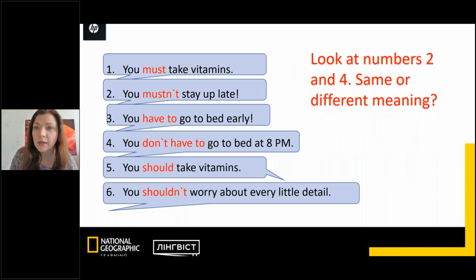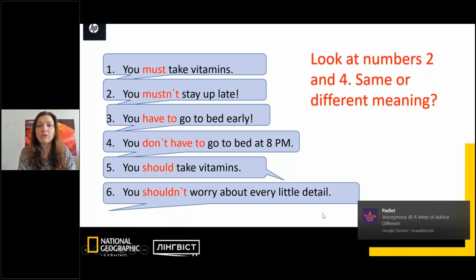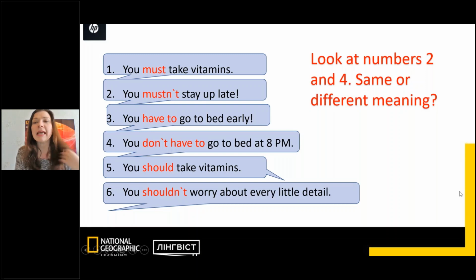All right, good. My next question to you, look at numbers 2 and 4. Here, is the meaning the same or different? All right. So you mustn't stay up late and you don't have to go to bed at 8 p.m. Can I say you don't have to stay up late? Will it have the same meaning? Or if I say you mustn't go to bed at 8 p.m., will it have the same meaning?